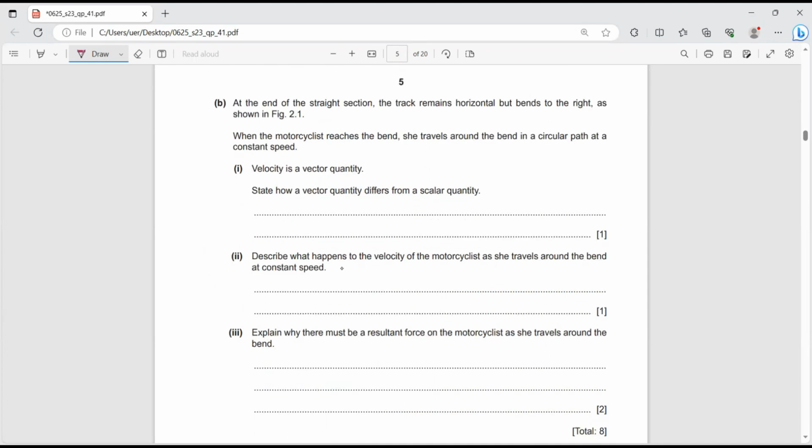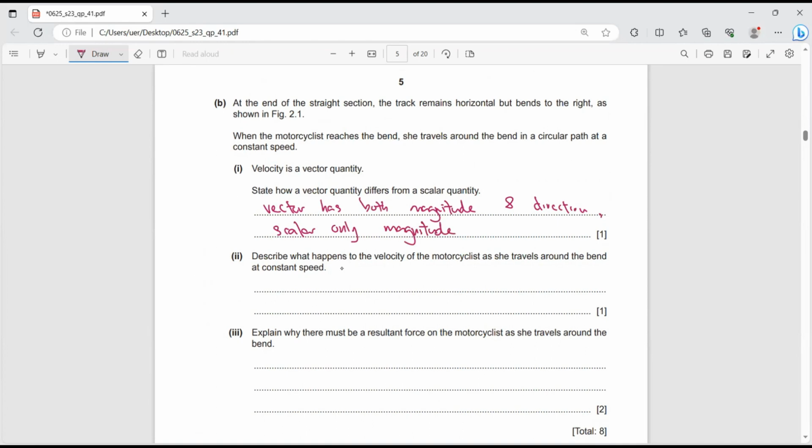Question B1, state how a vector is different from a scalar quantity. Okay guys, a vector has both magnitude and direction, but a scalar only has magnitude. Just so easy, one mark only.